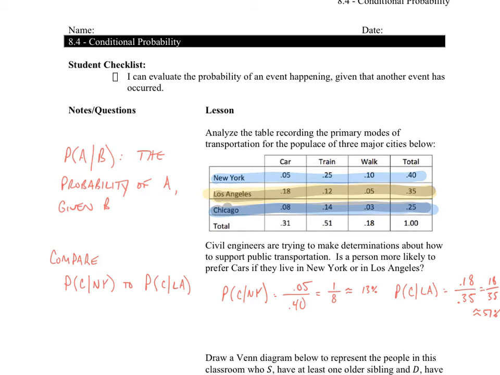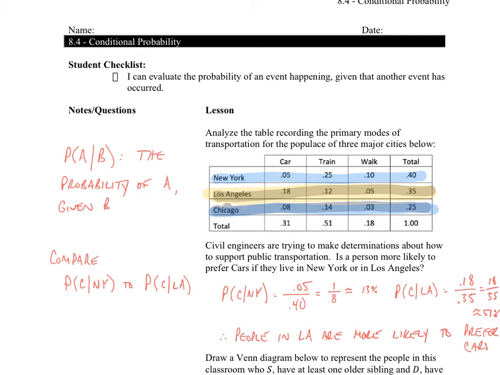And so our question is a person more likely to prefer cars if they live in New York or if they live in LA? And based on these numbers, I would say that a person is more likely to prefer cars if they live in LA, because there's a 51% chance of that, whereas the probability that someone prefers cars if they live in New York is approximately 13%.